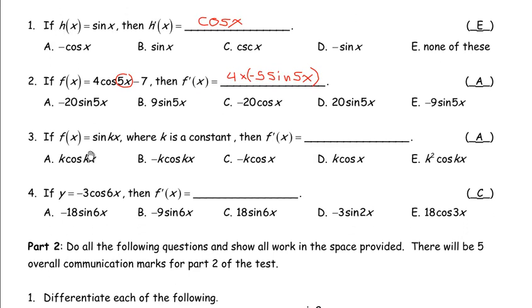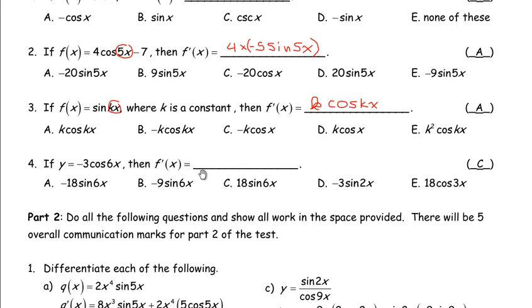Question number 3. If f of x equals sine kx, where k is a constant, then what's the derivative? The derivative of sine x is cos x. So we would write cos kx. And then we multiply it by the derivative of kx, which would be k. So we would stick k in front here. And so that is answer A, k cos kx.